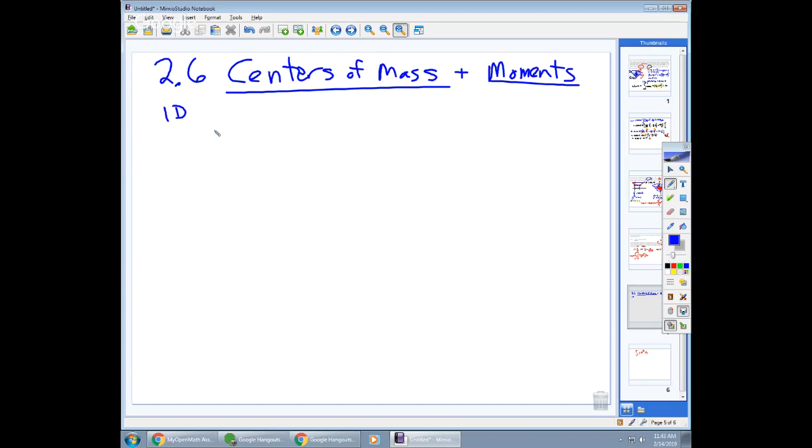So one dimensionally, if you think about it, if you have some weight over here, maybe that weight is 4, and you have some other weight over here, maybe that weight is 1 unit. Where would we put a balance point so that this stayed balanced? Closer to 4, right? Because we need more lever outside there to balance it out. So it turns out centers of mass are just weighted averages.